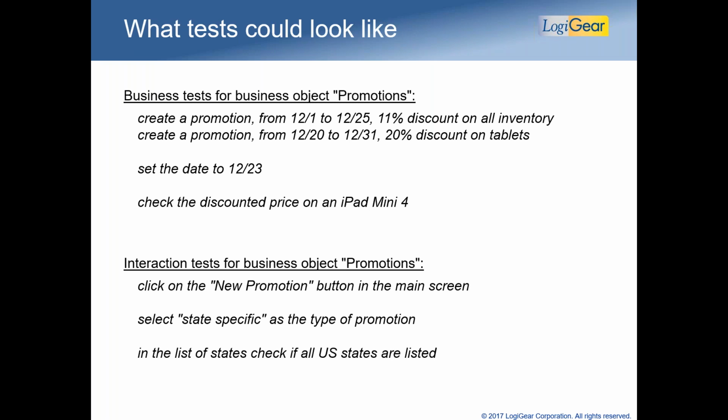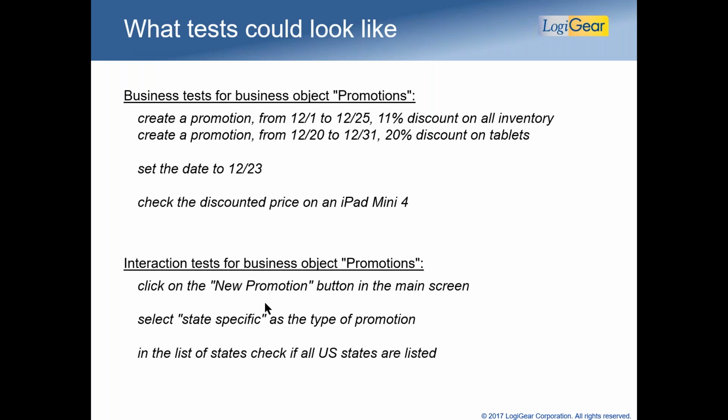Only the tablets. Now, I do a little time travel. I set the date to 12/23. The automation engineer has to figure out how to actually do that. I don't worry about it. I'm a tester, I just do. And then I check the discounted price on an iPad Mini 4, and then I expect a certain value. So purely business. I could even do this test by hand, manually. You wouldn't know. The same test would work on a desktop, on a web page, on a mobile device. It would be the same test, no problem.